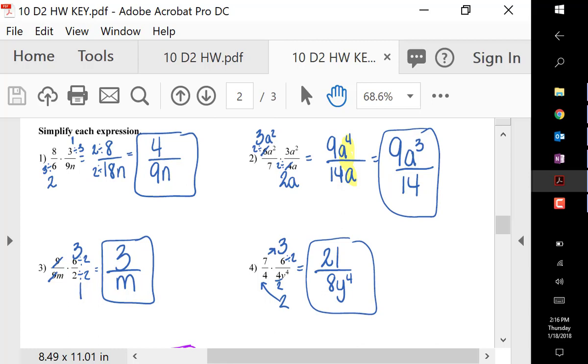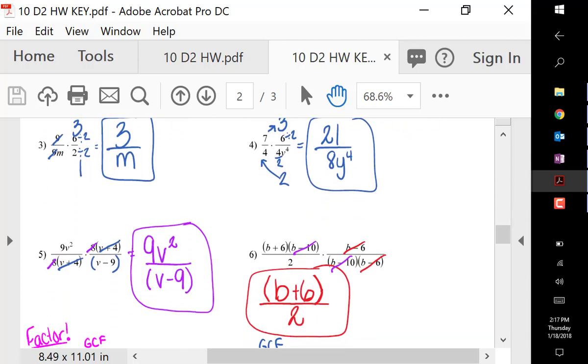If you got to this point, stop. At least you're making progress. At least you got to that point. Don't feel bad if you didn't get all the way to the end. Because remember, we just multiply straight across and then simplify for those ones.